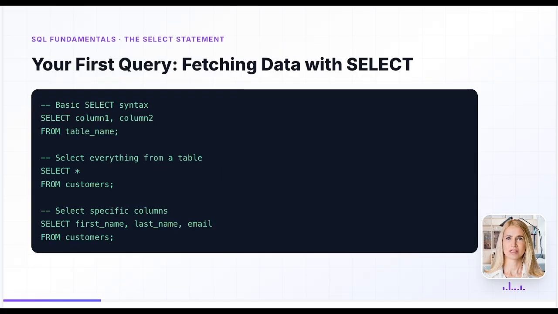The select statement is the foundation of every SQL query. It tells the database which columns of data you want to retrieve. You follow select with the column names you need, then from to specify which table to look in. Using the asterisk wildcard grabs every column at once, which is handy for exploring a new table.